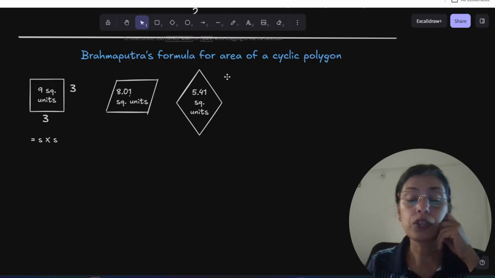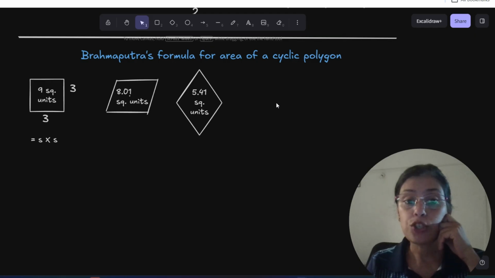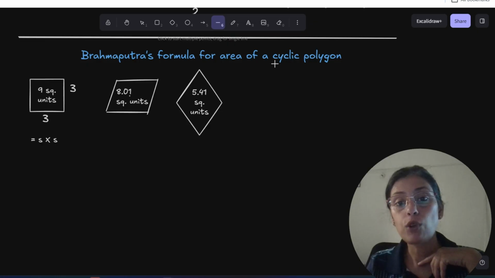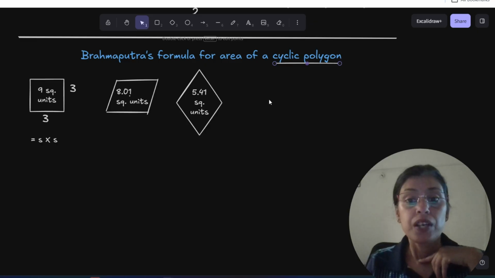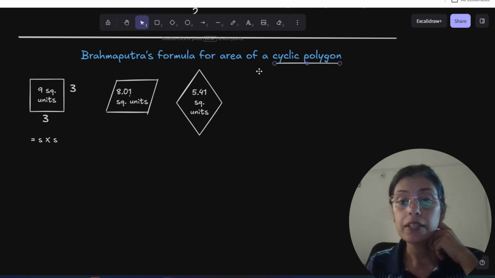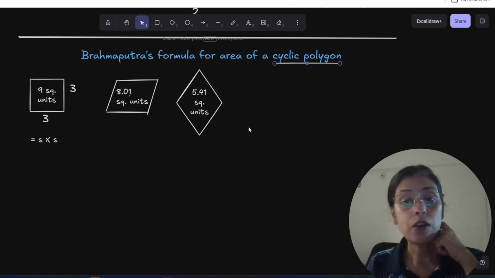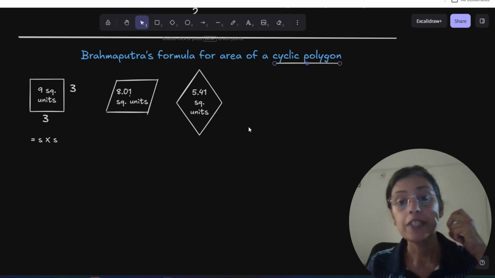Now, Brahmagupta came up with a very interesting way. So as you see in the topic I have already written, right? Cyclic polygon. So what he said is, if the polygon is a cyclic polygon, which means all the four vertices of the polygon fall on the circle, or a circle passes through all the four vertices of the polygon, then we have a way to calculate the area of the polygon given its four sides.